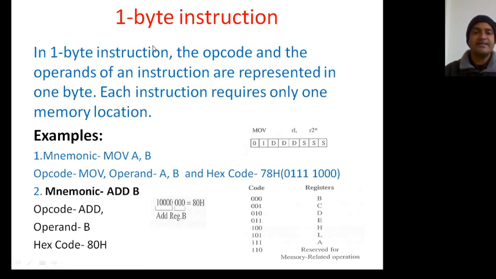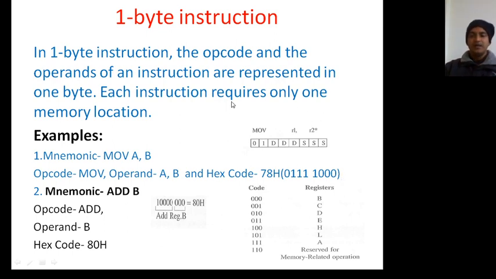In 1 byte instruction, opcode and operands of an instruction are represented in 1 byte only, and each instruction requires only one memory location. For example, you can see MOV A, B, and its opcode is 78. This MOV is opcode, A and B are operands. These all are in single byte, 78, 0111 1000.